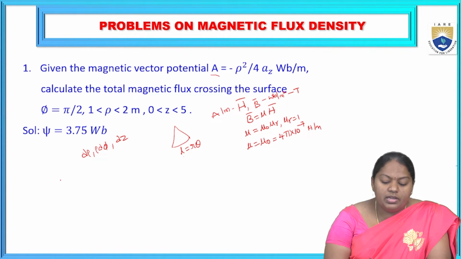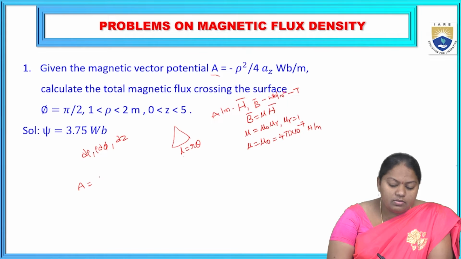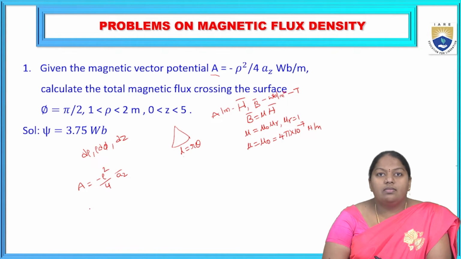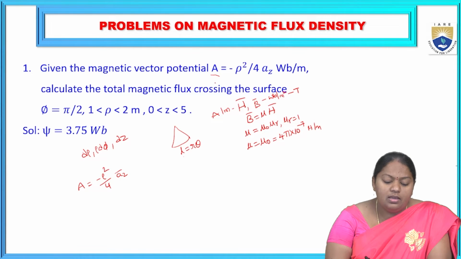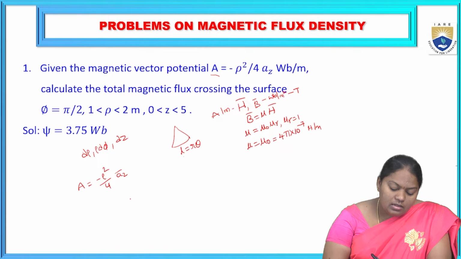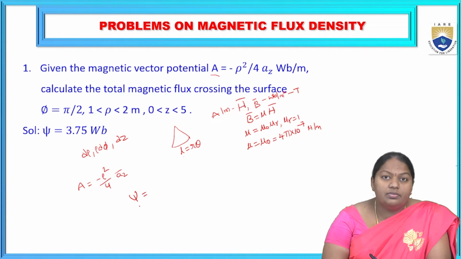First, A is given as minus rho square by 4 into Az. Using this A, we can calculate the total magnetic flux. The magnetic flux is represented with phi, and it is given by the integral over S of B dot ds, where B is the magnetic flux density and ds is obtained from the given plane. In order to find B, first use the A value.